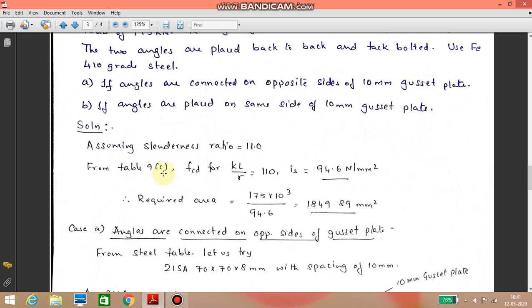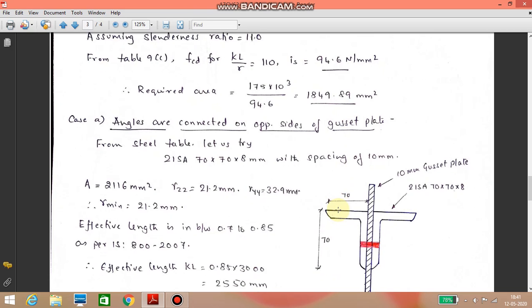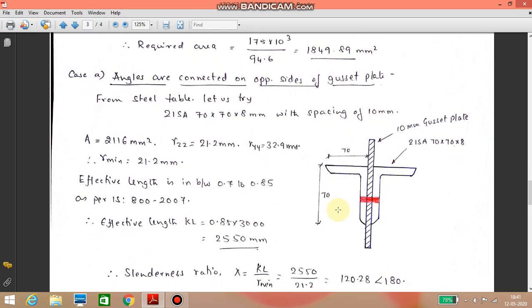So from table 9c, the FCD value for KL by R equal to 110 and Fy equal to 250 Newton per millimeter square is 94.6 Newton per millimeter square. Therefore required area equal to applied factored load divided by the stress works out to be 1849.89 millimeter square. Now let us consider the first case. Angles are connected on opposite side of the gusset plate.